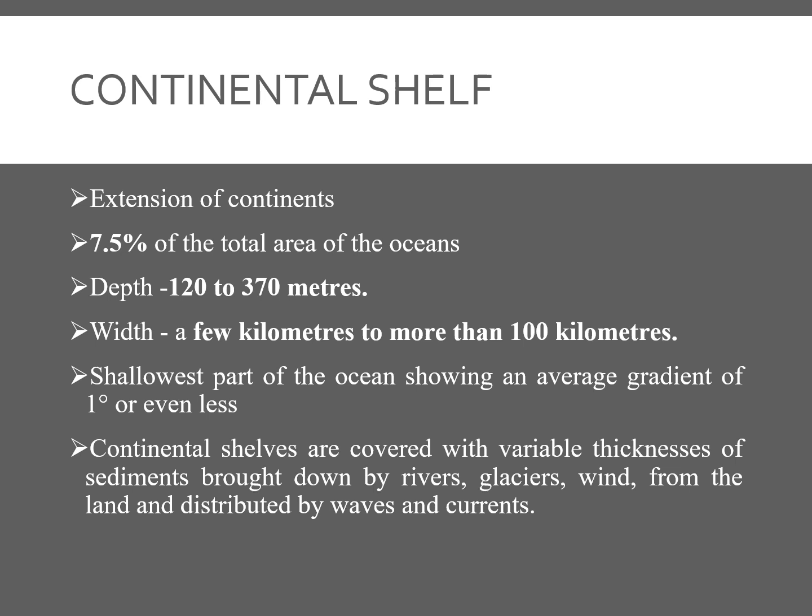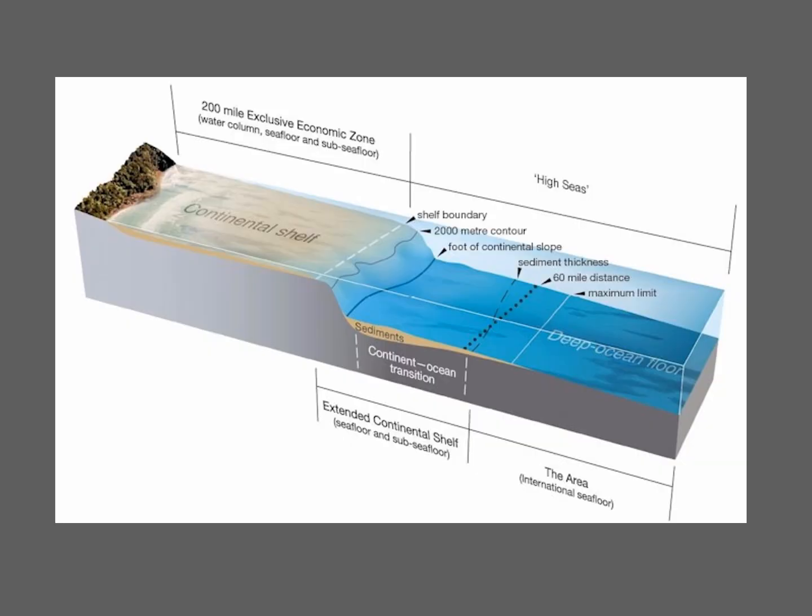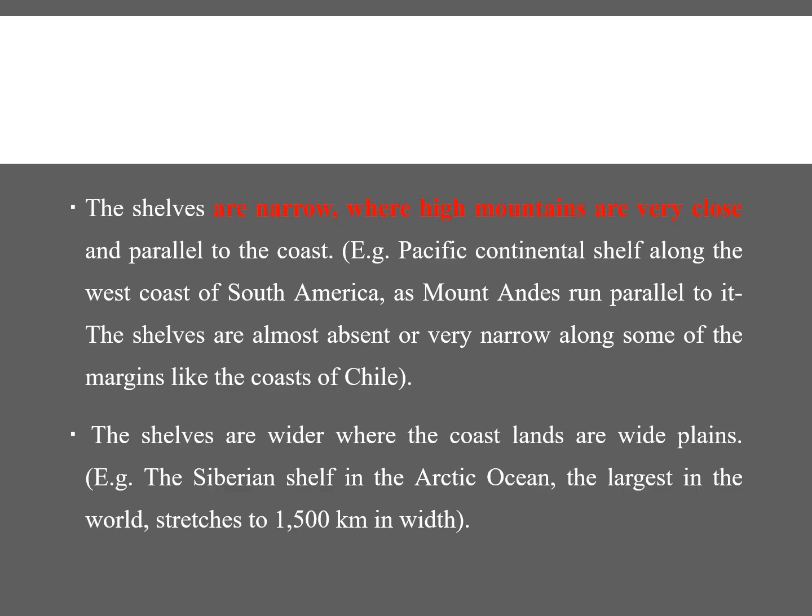Moving from the continental shelf towards the other features, the load of deposits, the presence of sediments, will be considerably reduced. This is the picture showing the continental shelf in the ocean floor. It is a mere extension of the continents. These shelves are narrow where high mountains are very close to and parallel to the coast, whereas the shelves are very broad when there is an absence of mountains.